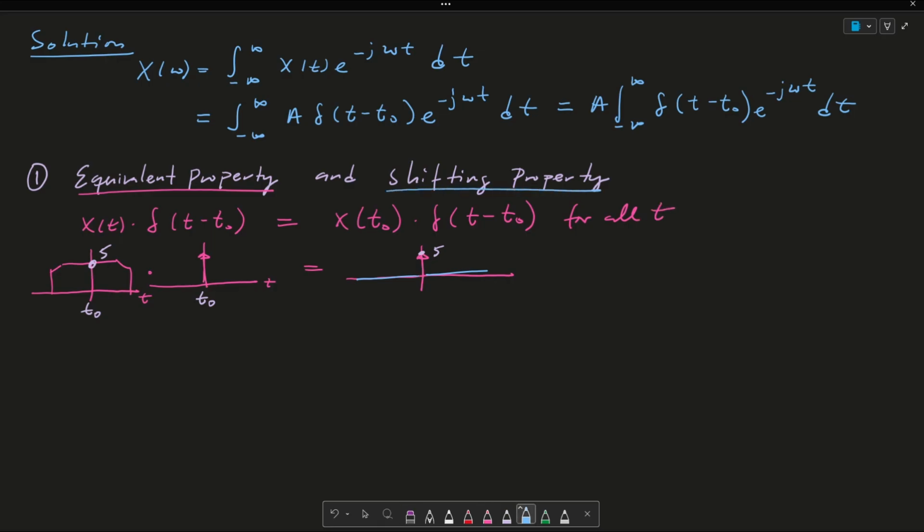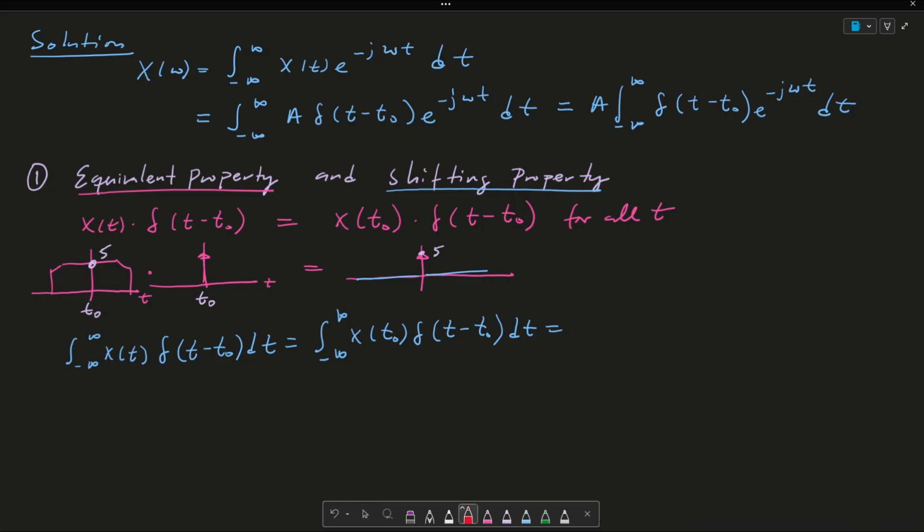Now the shifting property tells us that the integral from negative infinity to infinity of a random x of t times my delta function delta(t - t0) dt is equated to, again, we can just take out x at t equal to t0. So this becomes the integral from negative infinity to infinity of x at t0 times delta(t - t0) dt. Again, we're using the equivalence property in this situation.